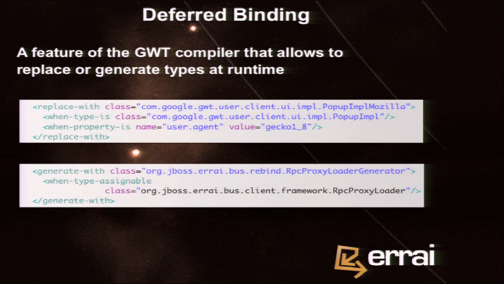That's used by GWT internally to generate all the different permutations for the different browsers. So GWT doesn't just compile one version of the JavaScript, it compiles many versions, one for each browser separately. And it uses that first feature of deferred binding, where the compiler sees, oh, there's a pop-up implementation used, and if I compile for a Mozilla browser, just replace it with one that works there.